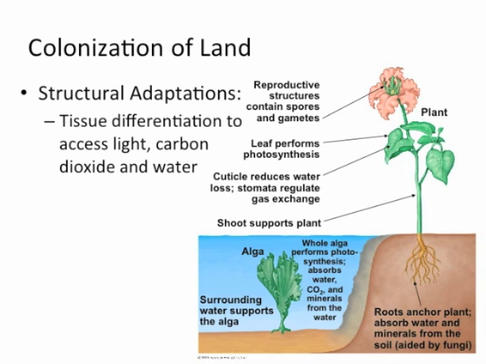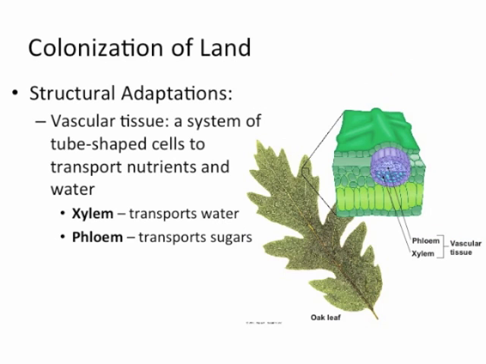So, if we look a little closer inside the plant, we'll see that they have specialized cells, specialized structures on the inside as well as the outside. So some plants, and we'll talk about which ones do and which ones don't in a few minutes, have something called vascular tissue. And vascular tissue is a system of tube-shaped cells to transport nutrients and water.